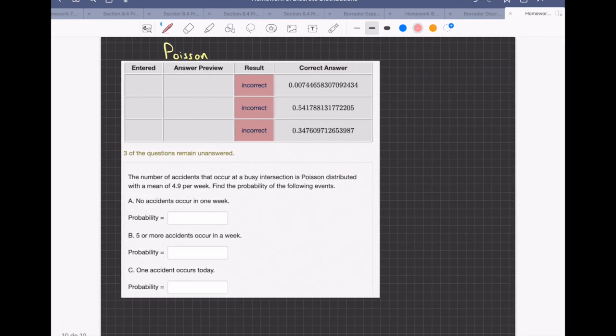So let's see one example. Suppose the number of accidents that occur at a BC intersection is Poisson distributed with a mean of 4.9 per week. With Poisson, you're given the mean automatically. Lambda is equal to 4.9, and this is the parameter we need. Find the probability of the following events. Part A, no accidents occurred. So here, x equals 0.